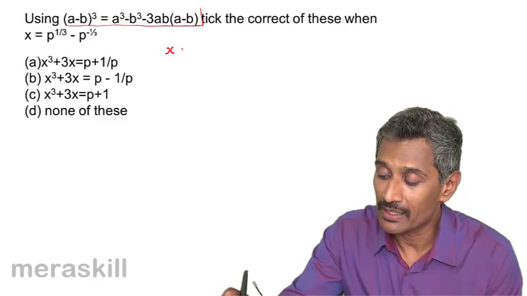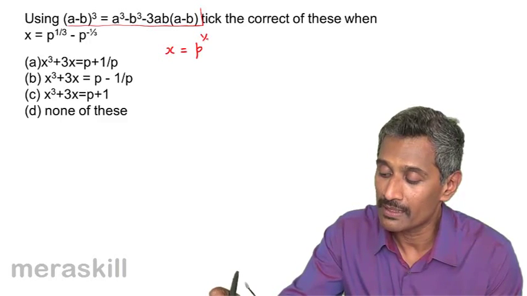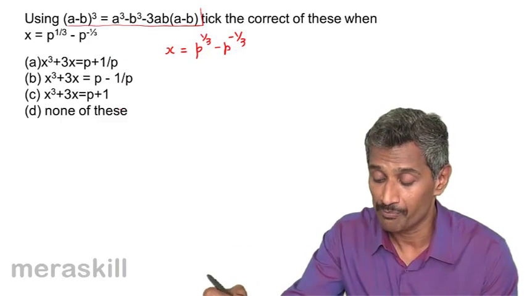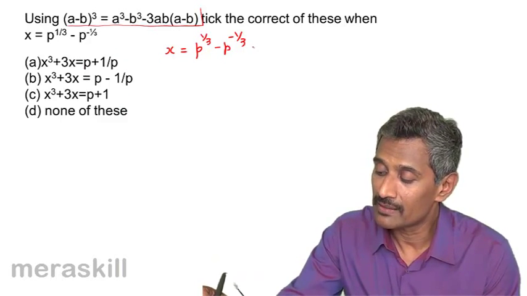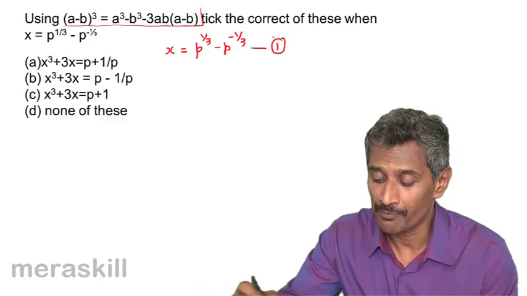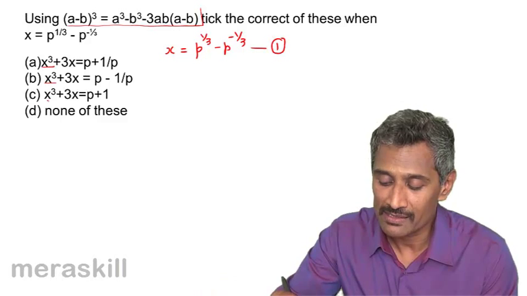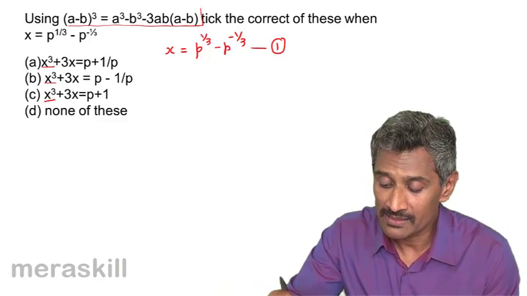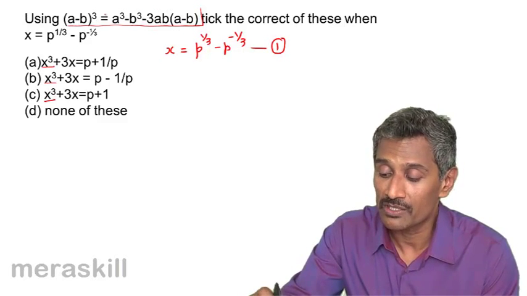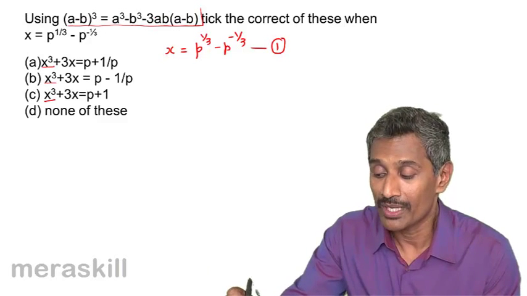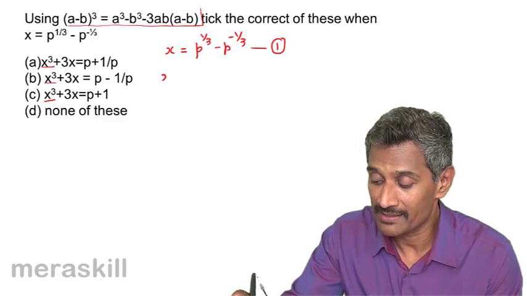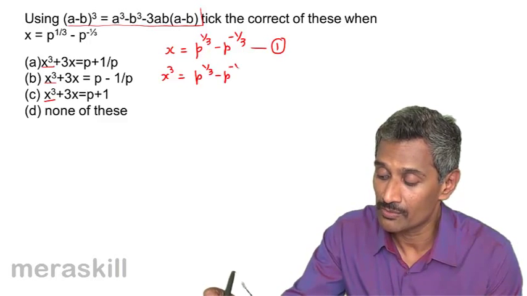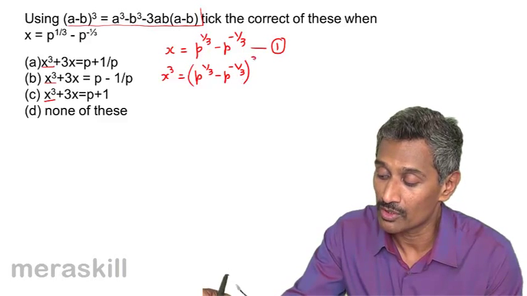When you have x equal to p raised to 1 by 3 minus p raised to minus 1 by 3, which among these is true? Keep that as equation number 1. If you observe, all these expressions have x cube. So the best thing to do, using this hint that you need to apply this law, is to cube both the sides. So it is x cube is equal to (p raised to 1 by 3 minus p raised to minus 1 by 3) the whole cube.